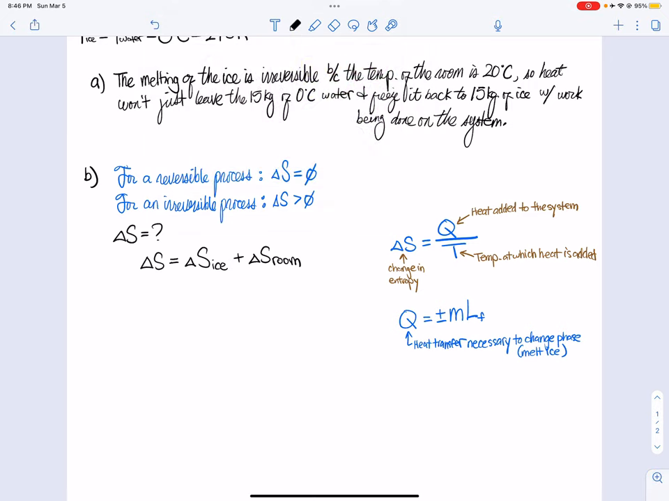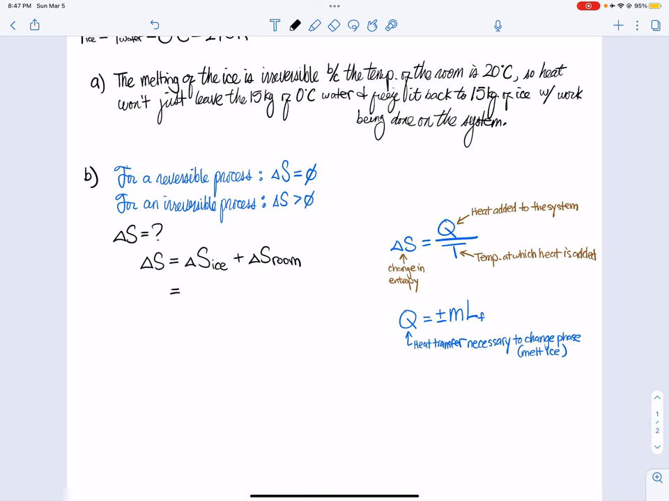So let's write that down. The change in entropy, right? That is heat added to the system, or Q, over the temperature at which the heat is added. In our case, for the ice, Q is just the heat necessary to change the phase, to melt the ice. That is the heat added to the ice that melts it into water without changing temperature. So the ice and the water are both 0 degrees Celsius. That's what the problem states.